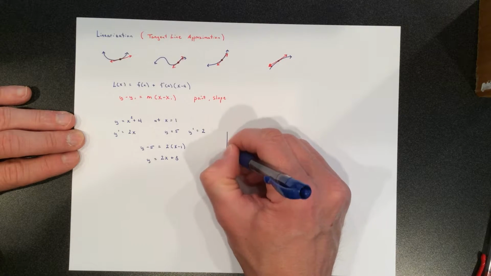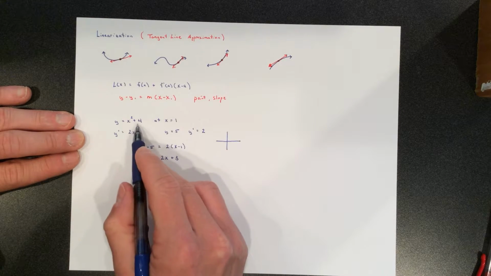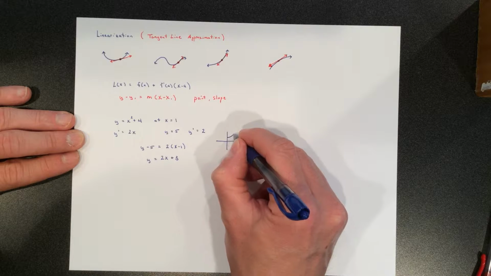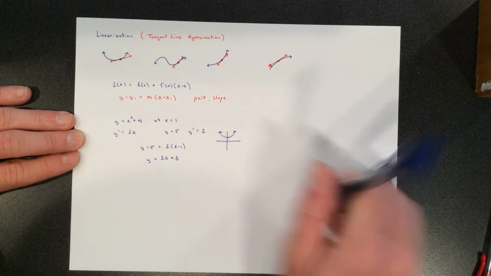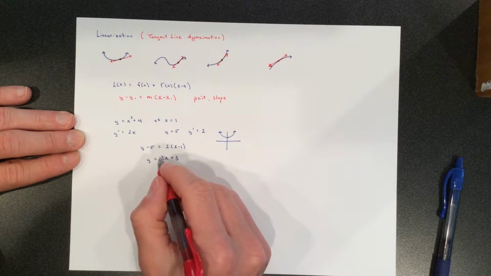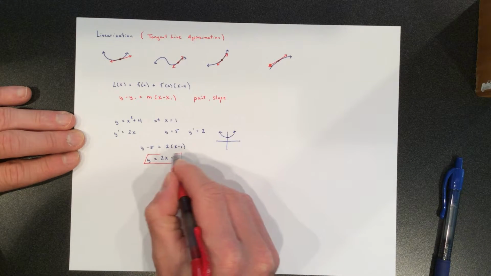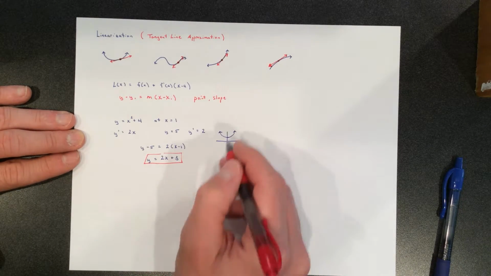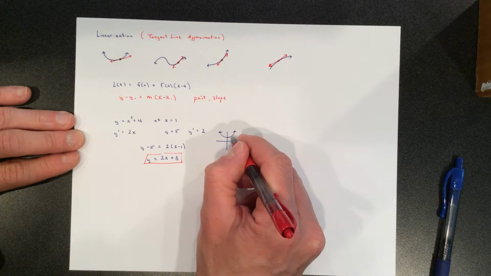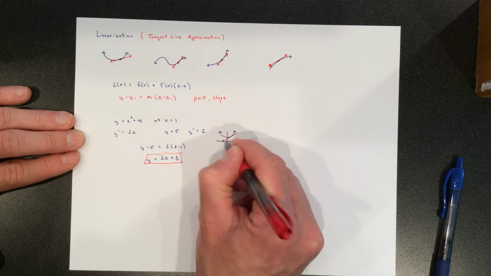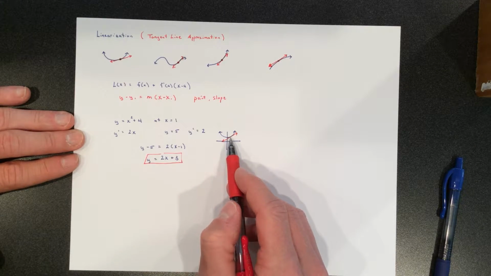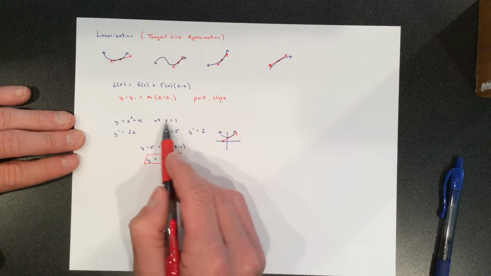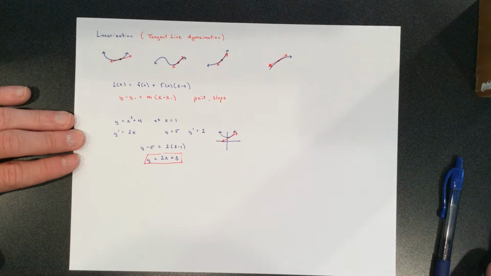If you drew a picture, this quadratic has a y-intercept of 4, and so generally it has some shape like that. The linearization, this line right here, is the tangent line at 1. It looks something like that. That's the red, and the red, the linearization, is really close to the quadratic, centered around x equals 1.